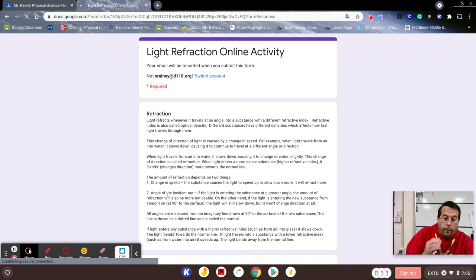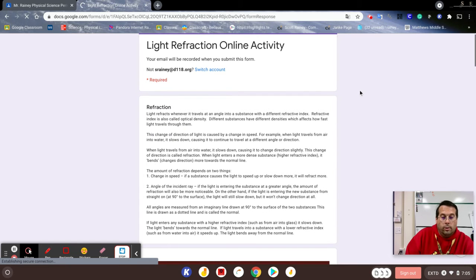And so we're talking about light refraction. Remember, light refracts whenever it travels at an angle into a substance with a different refractive index. Refractive index is also called optical density. Different substances have different densities, which affect how fast light travels through them. The change of direction of light is caused by a change in speed. So, for example, when light travels from air into water, it slows down. It causes it to continue to travel at a different angle or direction.